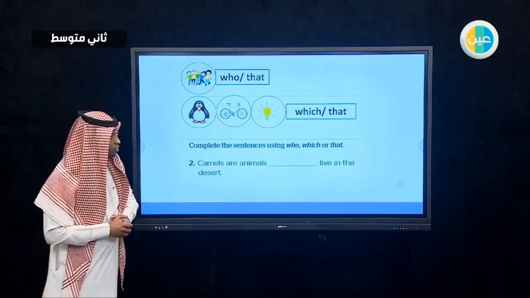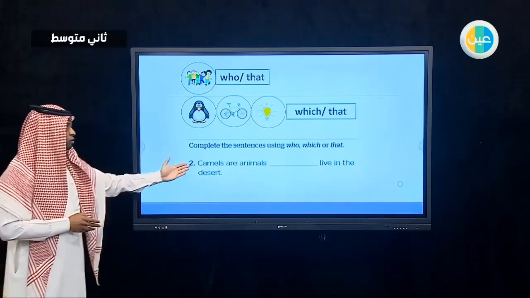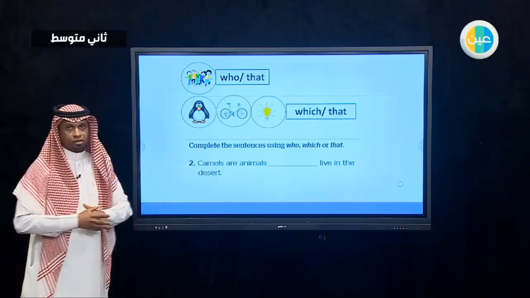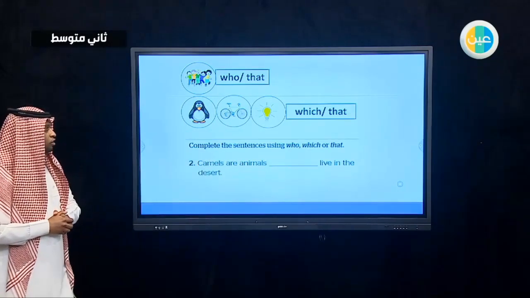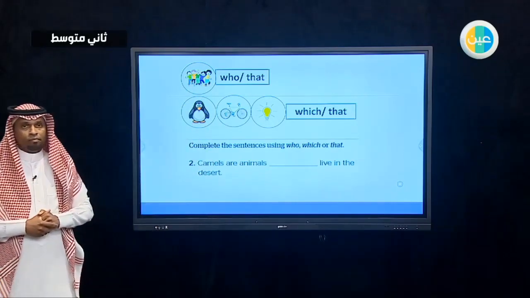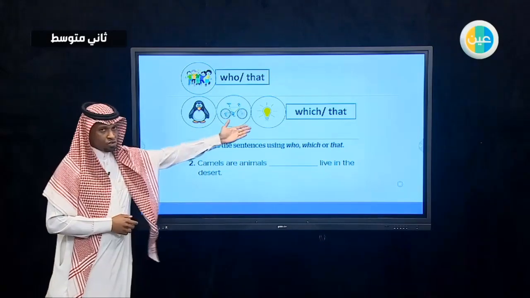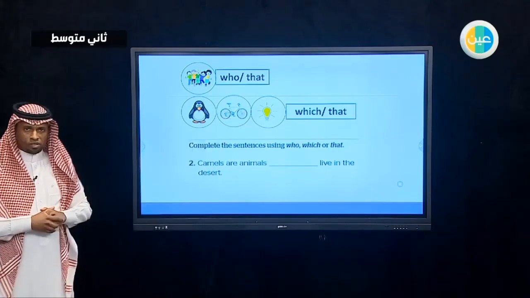Now let's move to the next one. Camels are animals live in the desert. Camels are animals. What do you think? Can we say who? Good. We can say that. We can say which. How about that? Can we say that?